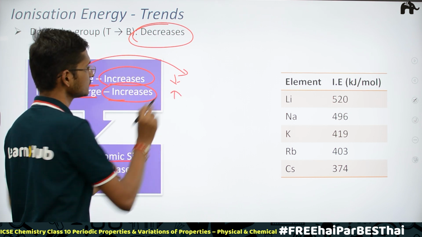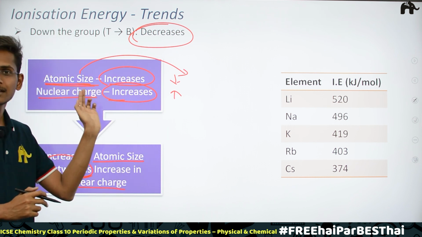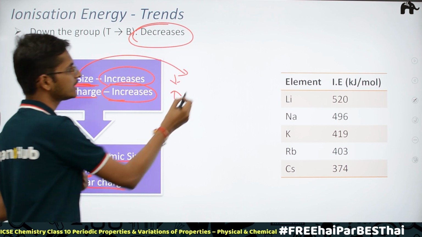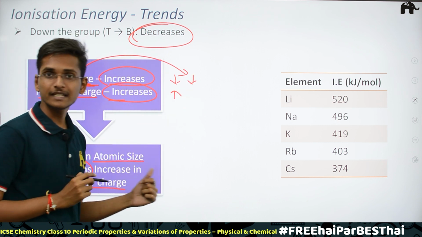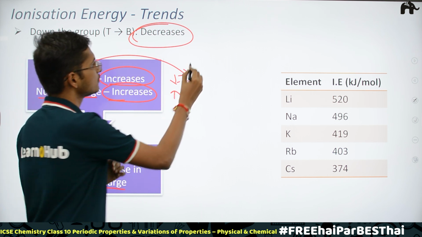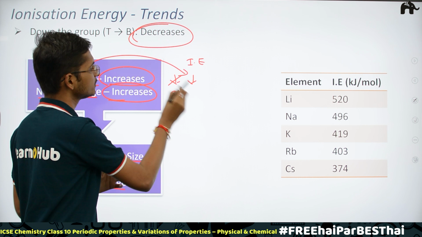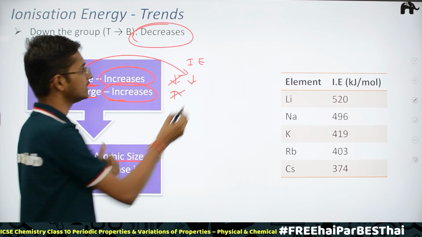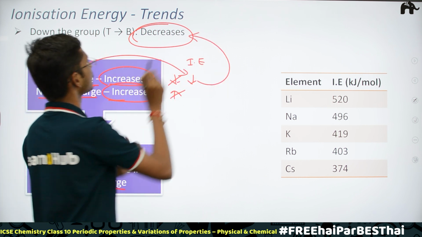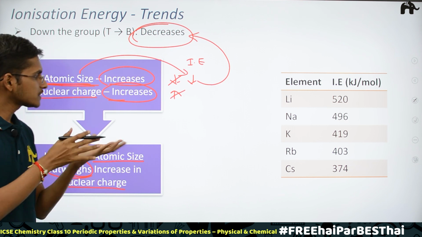Now, what I said is that the effect due to the increase in the atomic size would be more. So the decrease would be more than the increase. The decrease in the ionization energy would be more than the increase in the ionization energy. So what would be the net effect? The net effect would be a decrease, and that's why ionization energy is decreasing. Very simple.